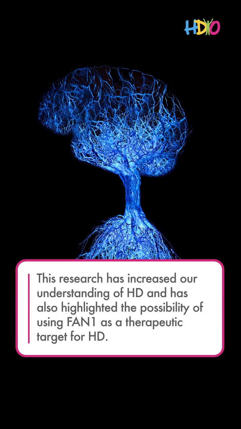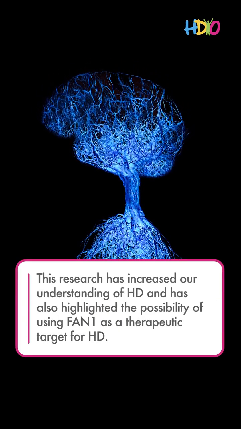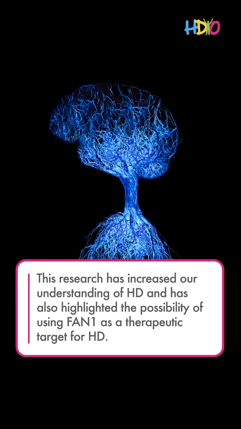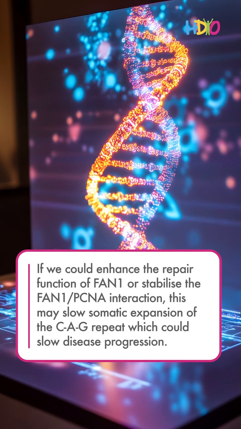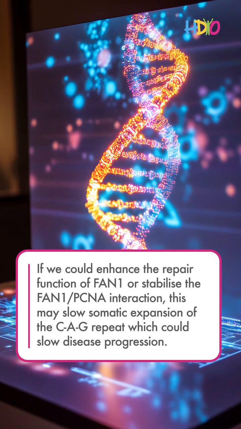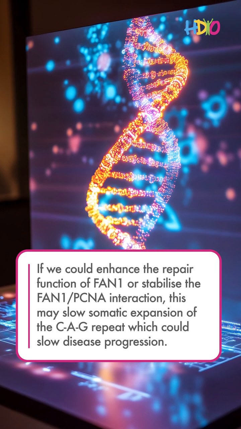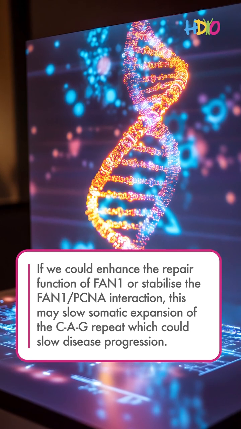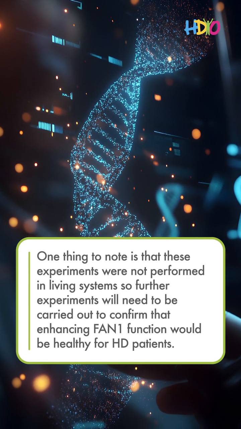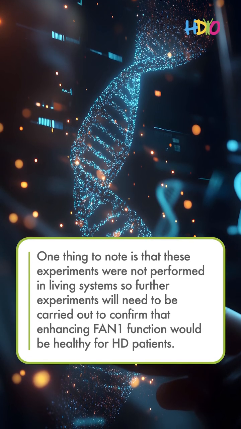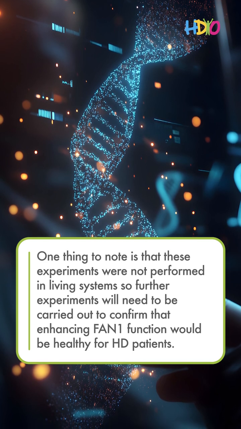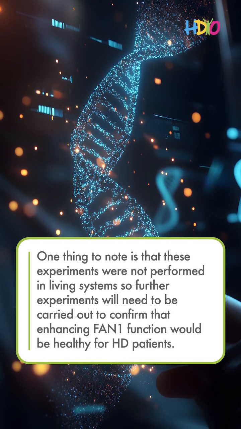This research has increased our understanding of HD and has also highlighted the possibility of using FAN1 as a therapeutic target for HD. If we could enhance the repair function of FAN1 or stabilize the FAN1/PCNA interaction, this may slow somatic expansion of the CAG repeat, which could slow disease progression. One thing to note is that these experiments were not performed in living systems, so further experiments will need to be carried out to confirm that enhancing FAN1 function would be healthy for HD patients.